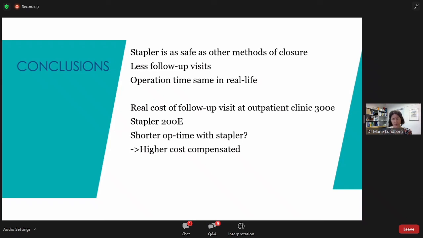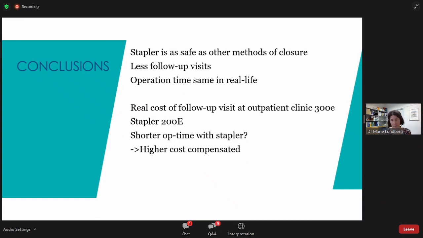We couldn't make up for the price with the shorter operation time. It was so little shorter. But we think that the stapler is safe and that we could continue using it also in the future.